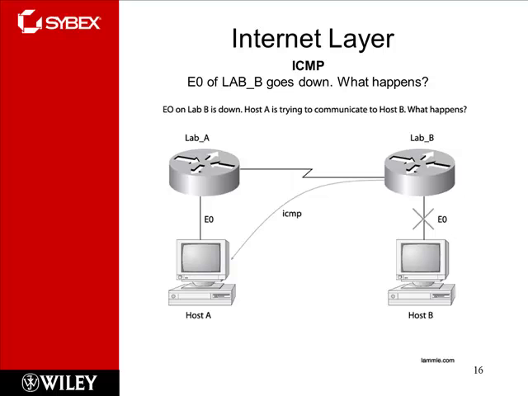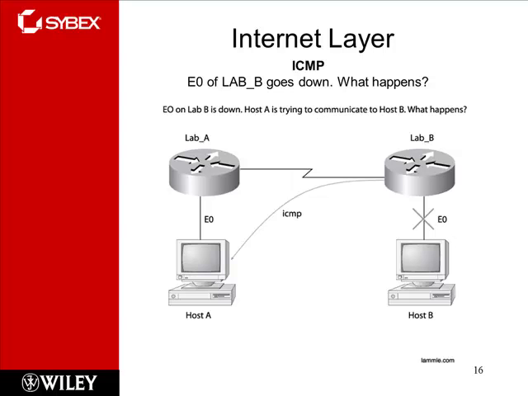This one, it says Ethernet 0. Let's test this one out. Ethernet 0 of lab B goes down. Host A is trying to communicate with host B. What's going to happen? What's going to happen when it can't get there? It doesn't die, because it goes all the way to the router. But when it gets here and it can't get there, it's going to bounce back. Since it can't get there, it's going to send an error message back.